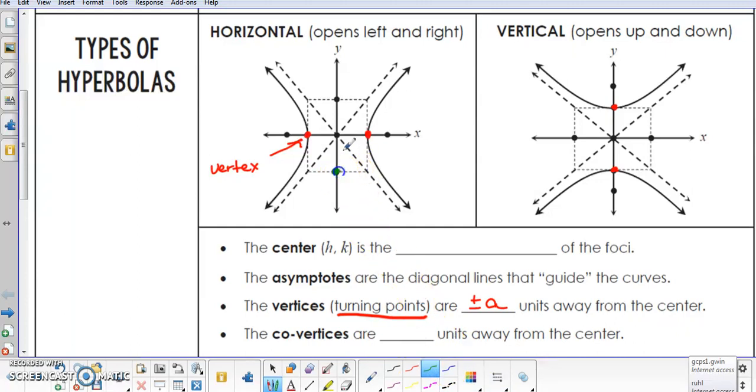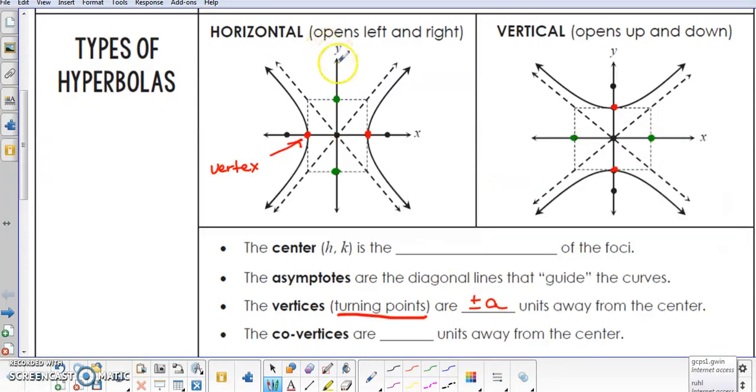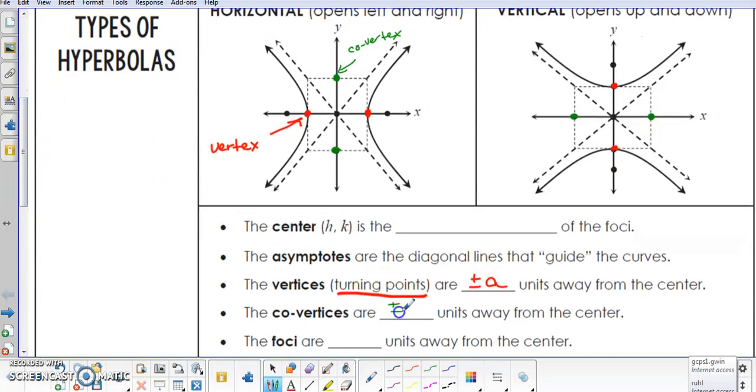Right here, these are going to be our co-vertices. So those are between the parabolas and on that little dotted box. And that dotted box is what's going to guide our asymptotes. Co-vertex. And those are plus or minus b units away. So, right here, this is b units. And right here, that's a units.